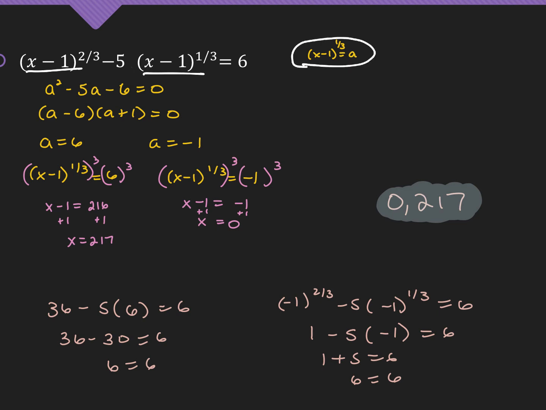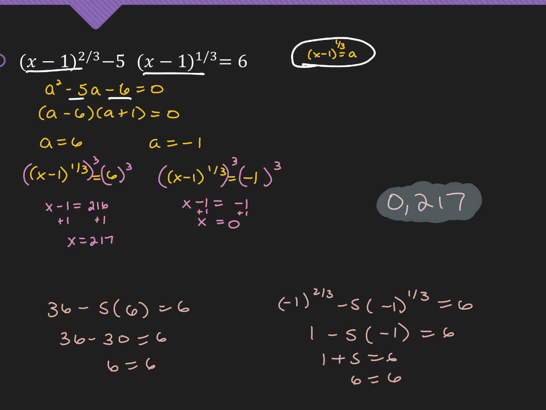So I made (x minus 1) to the 1/3 equal a, and then I made it a squared minus 5a minus 6. Be careful on this factoring. This is a really common one to make a mistake. People tend to grab 3 and 2, but because it's negative 6 and negative 5, it ends up being negative 6 and positive 1. Solutions, there would have been positive 6 and negative 1.